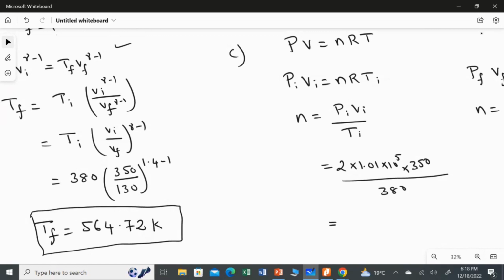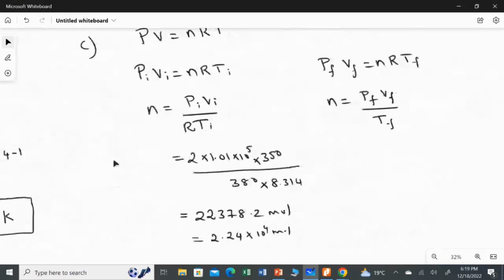So I have to calculate 2 times 1.01 times 10 to the power 5 multiplied with 350 over... Also, I forgot one more term, right? I have to multiply with the gas constant, which is 8.314. So 380 multiplied with 8.314. I got the answer here as 22378.2 moles. Clear? So I can write this as 2.24 times 10 to the power 4 mole.